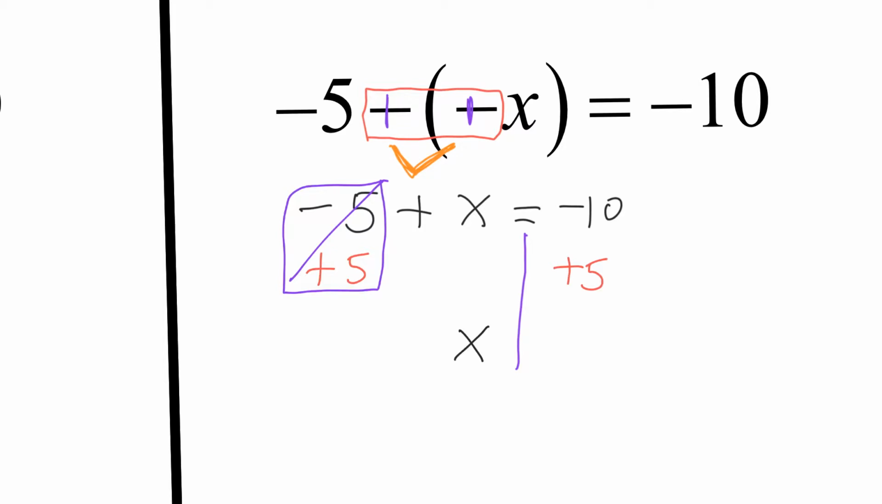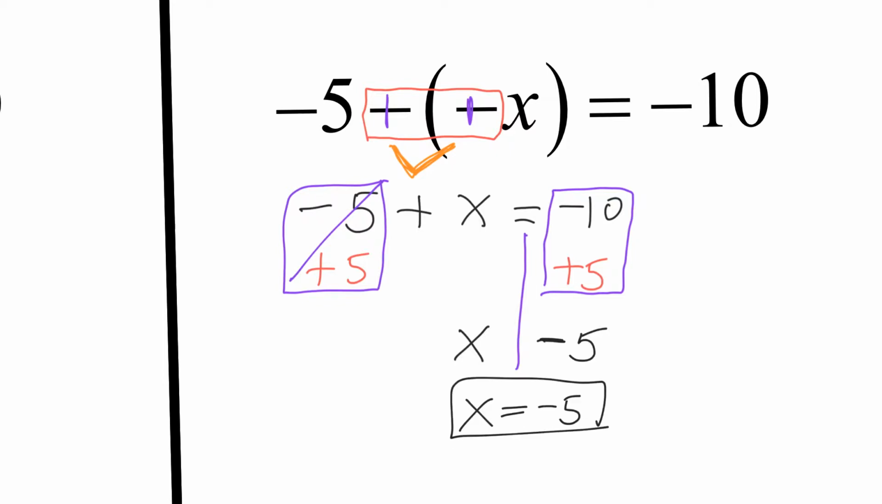On the other side, you are going to combine the numbers right here, and it is negative 10 plus 5. They have different signs, so you subtract the numbers and keep the sign of the biggest number. The biggest number is negative, and you subtract, so 10 minus 5 is 5, negative 5. x equals negative 5.